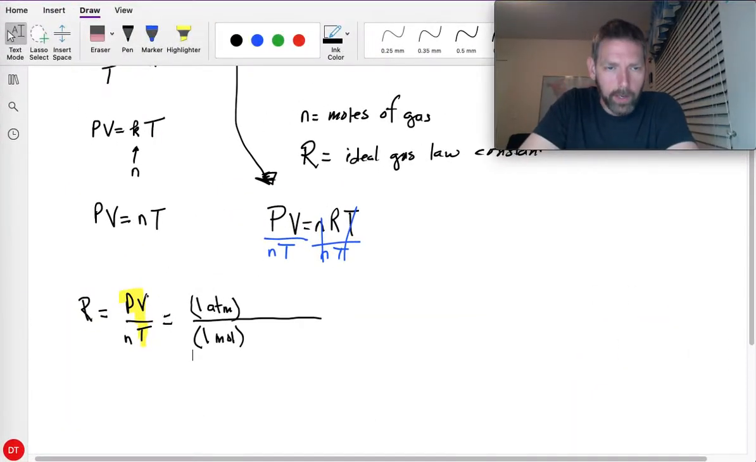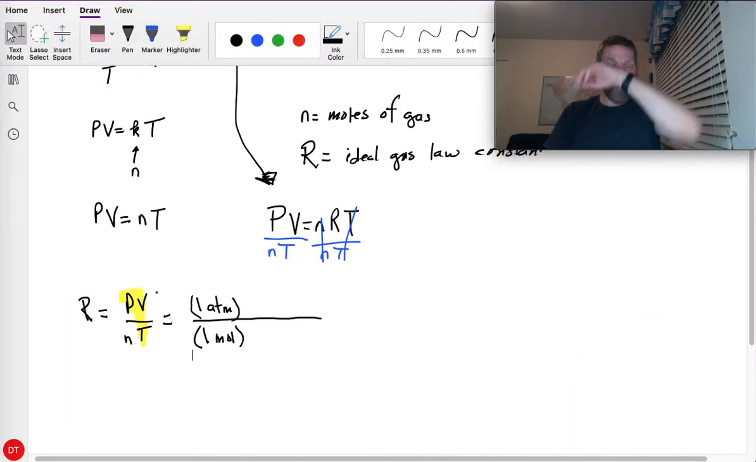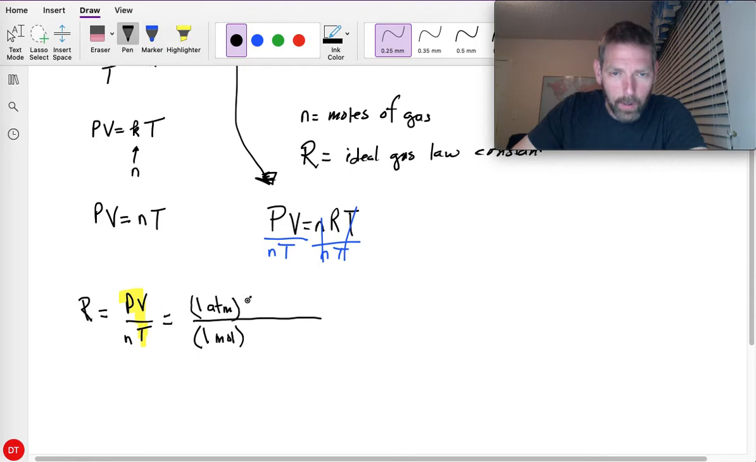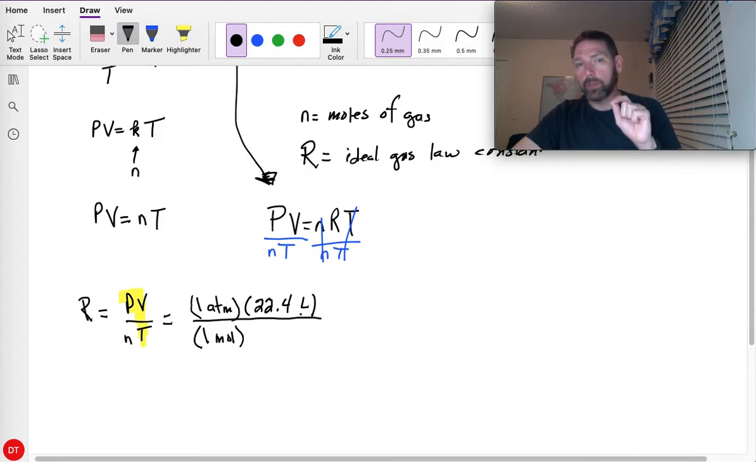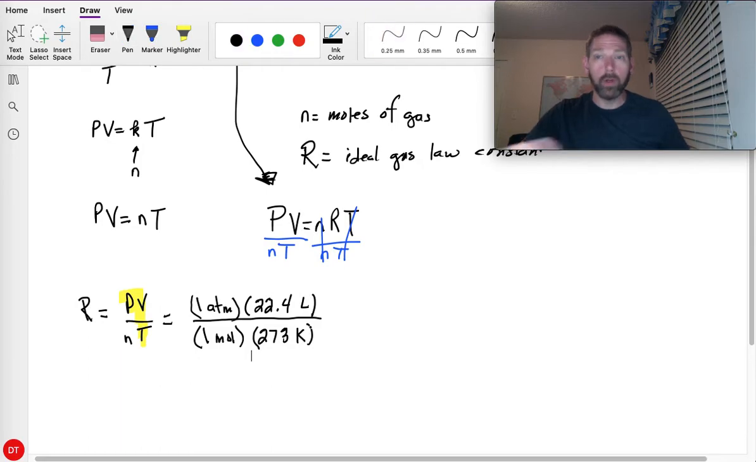So we go back here, all right, and so our volume we know has to be, we're going to assume 22.4 liters. And our temperature, standard temperature and pressure is 0 degrees Celsius, but we have to be in Kelvin, so that means we need 273 Kelvin down here on the bottom. Now notice we have atmospheres, liters, moles, Kelvin. Nothing cancels out. Absolutely nothing cancels out. Except for the ones. I mean, the ones do.